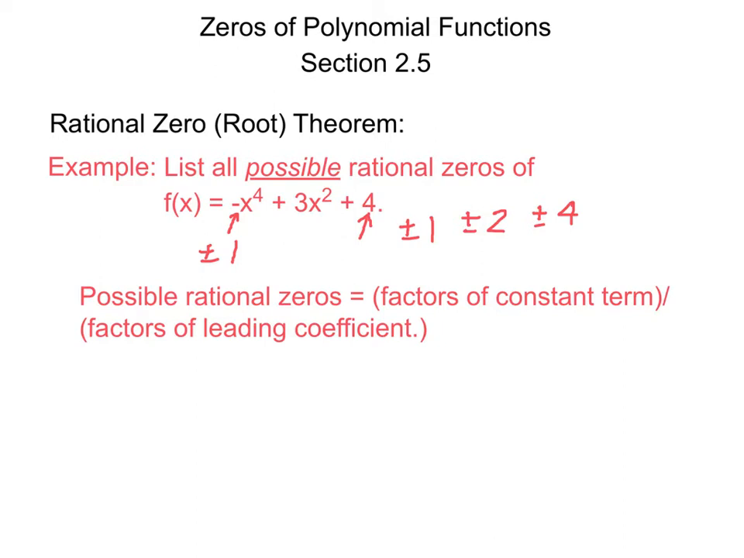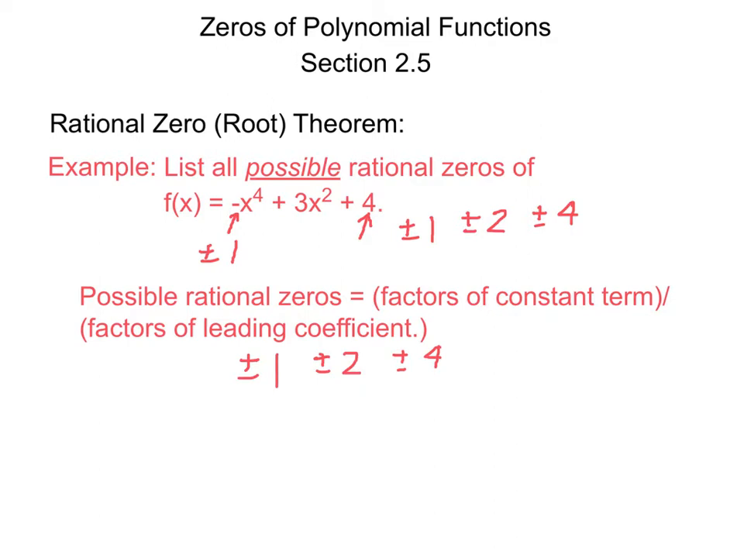So the possible rational zeros are simply equal to the factors of the constant term divided by the factors of the leading coefficient. Each factor of the constant term you have to divide by each factor of the leading coefficient, and that'll give you your list of possible rational zeros. So in our example here, the possible rational zeros will simply be plus and minus 1, plus and minus 2, and plus and minus 4. A fairly short list, partly because the leading coefficient is only minus 1, so we're just dividing by 1, so we simply get the same factors as what we had for the constant term.